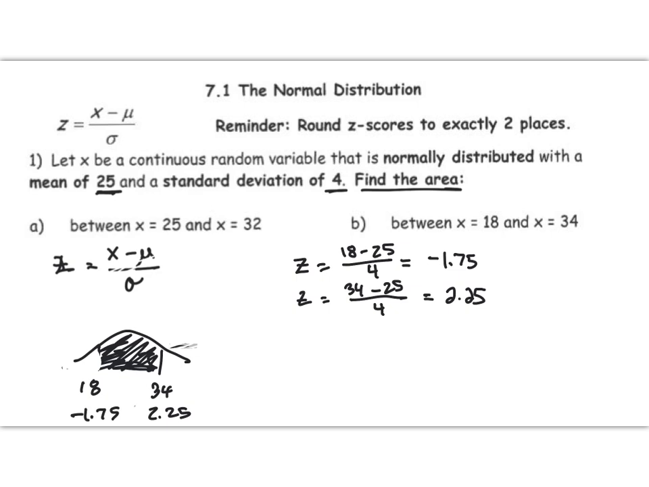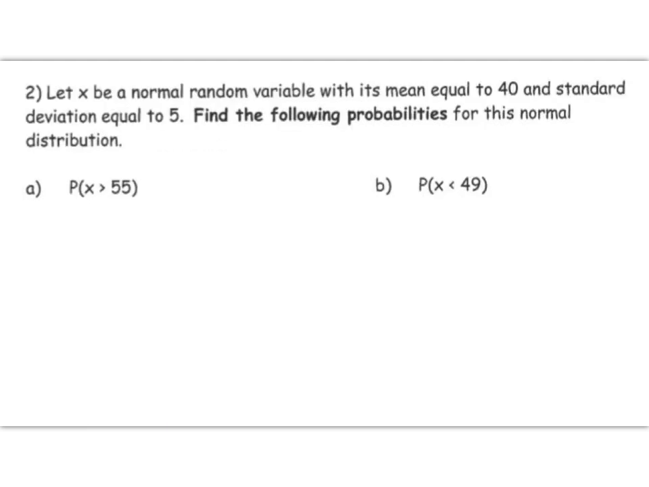All right, looking up in the table 2.25, I get 0.9878, and when I look up negative 1.75, I get 0.0401, which leaves me with 0.9477, almost 95%. And that makes sense with our values.